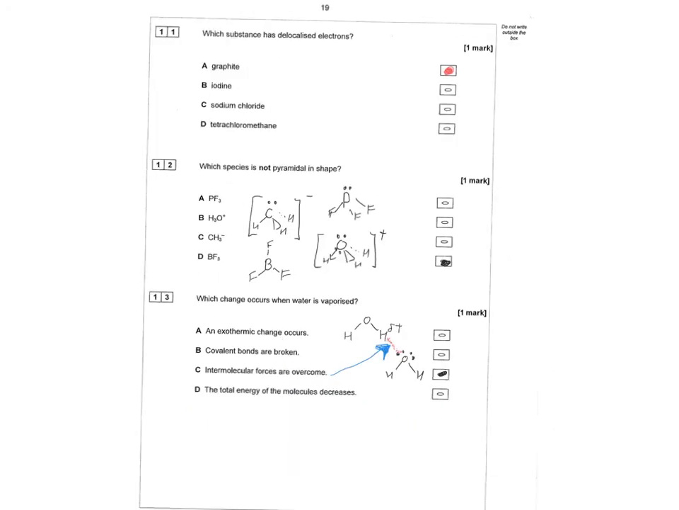First question is delocalized electrons. You know this from GCSE that graphite conducts electricity. Moving on to the next one, which one is not pyramidal in shape? Well, you could have gone through them and spotted that boron is in group 3 and only has 3 valence electrons. So you could have gone there, or you could have drawn them out using your VSEPR, your valence shell electron pair repulsion theory. Phosphorus is in group 5. It's got, therefore, 3 bond pairs and a lone pair. All the rest were pyramidal.